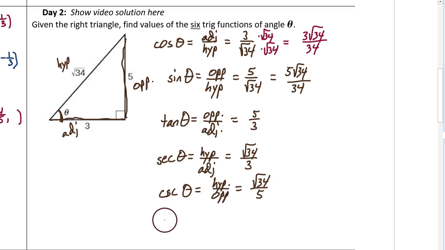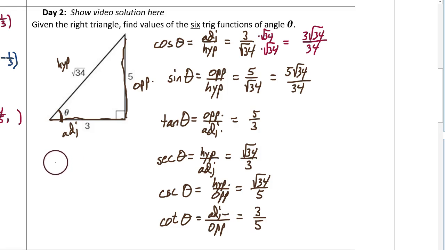Finally, the reciprocal of tangent is called cotangent. And so if you take that definition upside down, it's adjacent divided by opposite. In our problem, that's 3 divided by 5. You always want to check on your reciprocal functions that you've taken your answers for cosine, sine, and tangent, and you have flipped them upside down.